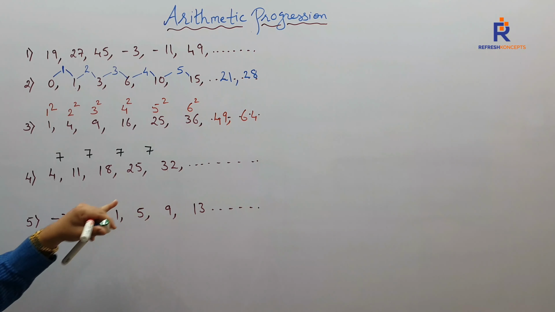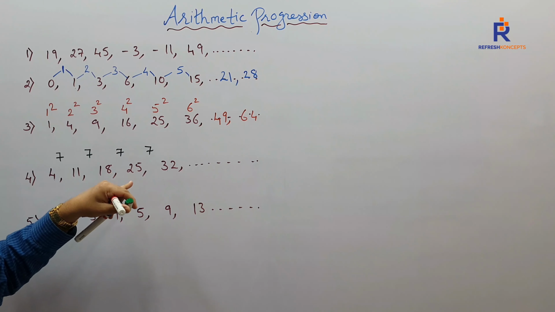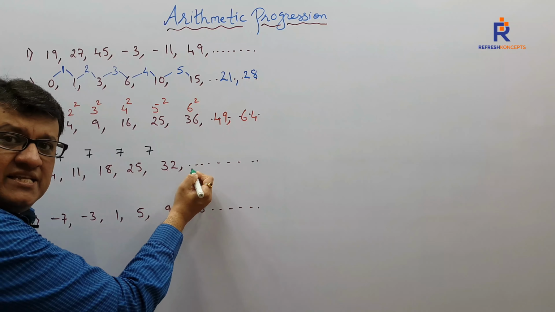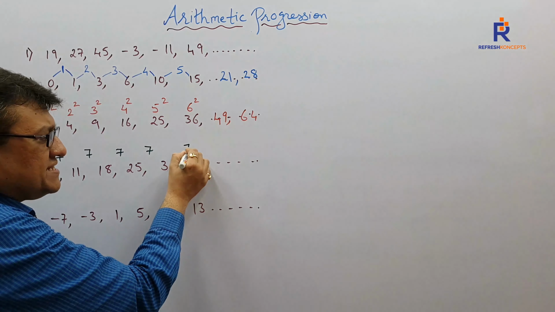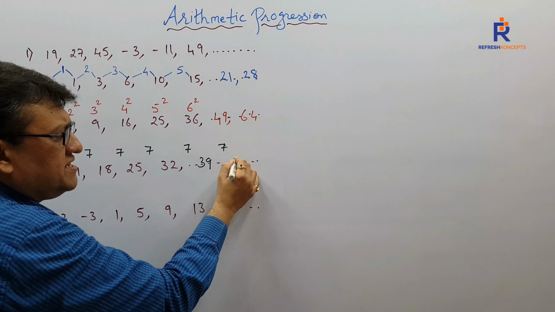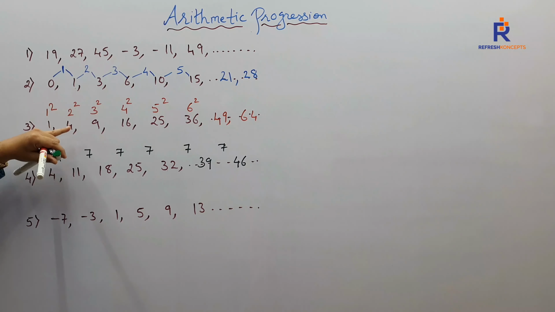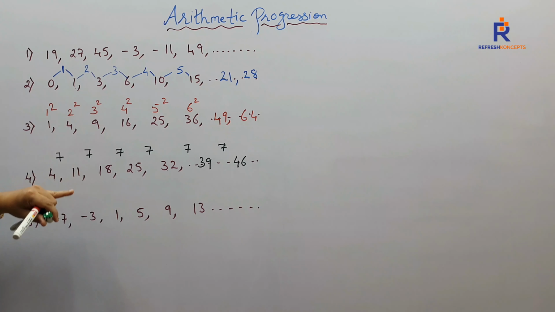That means every number differs by 7 from the number just before it. So are you in a position to predict the next number? Yes, certainly. Plus 7, so 39. Plus 7, so 46. Now try and understand the definite pattern which I was talking about. Right? Let me further proceed. One more which we have given over here.